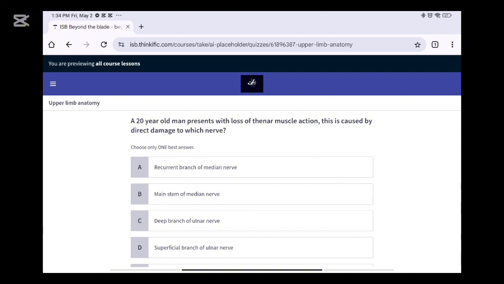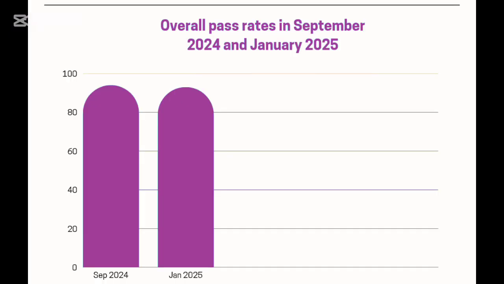Our students are scoring very high scores in the most difficult exams, and almost all of them pass. For the past 2 exams, for example, the overall pass rate for our students was 93%. So you can guess how effective this is.